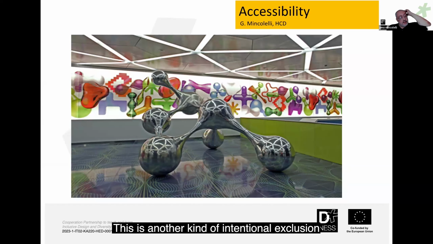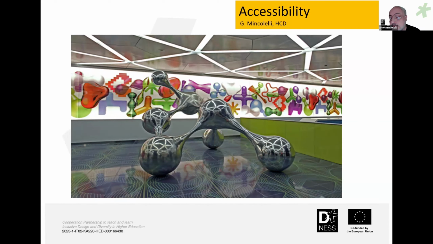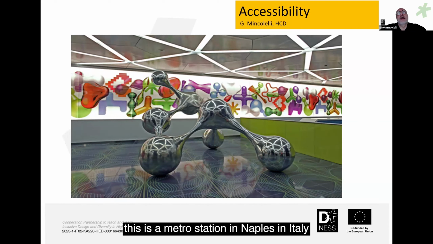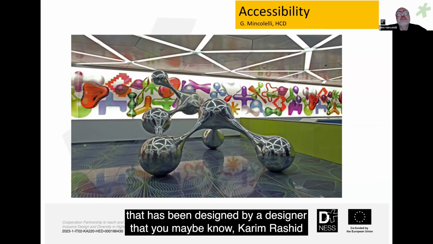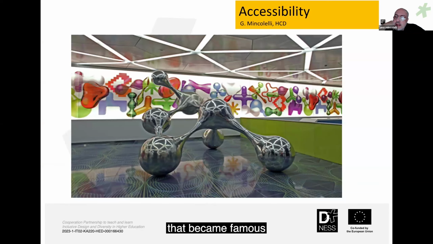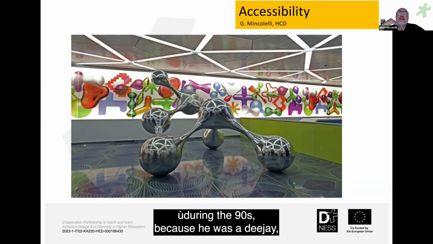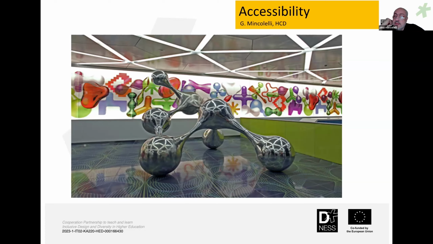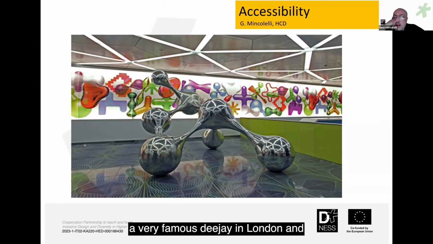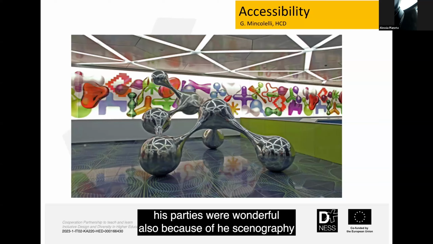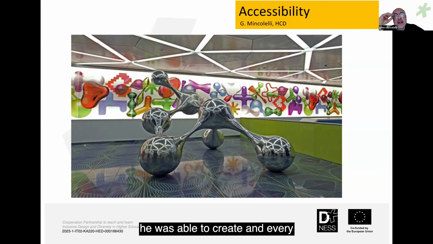This is another kind of exclusion that is unintentional. This is a metro station in Naples, in Italy, that has been designed by a designer that maybe you know, Karim Rashid, who became famous during the 90s because he was a very famous DJ in London, and he made wonderful parties.